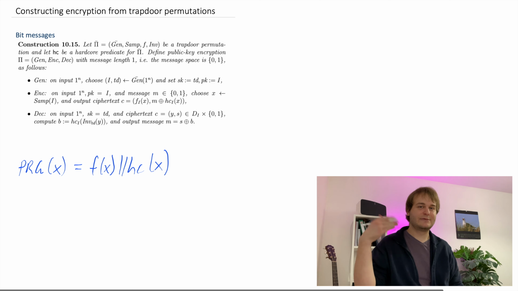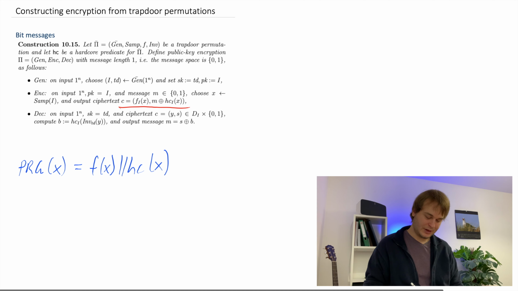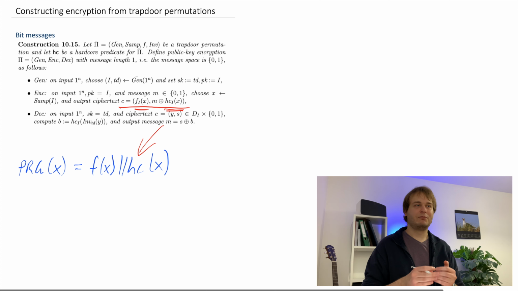And now let's fast forward to now. We have this ciphertext here. So that's pretty much the same as we had before. We have this f of x, and then we had the hardcore bit. And well, from what we've learned here in this PRG part, we know that this hardcore bit looks random. And because of this, the hardcore bit is a good candidate to blind m with.